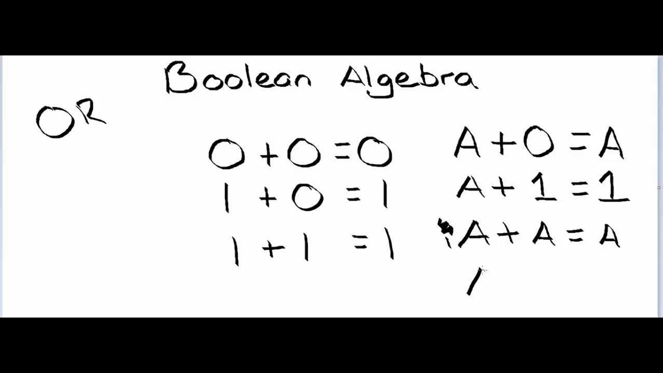And finally, if we have A plus not A, then that is always going to equal 1. Because if we say that A is 0, then what we're actually saying is 0 plus not 0, which is 1, which equals 1. And also, if we change that and we say that it's going to be 1, then what we're actually saying is 1 plus not 1, which is 0, again, equals 1.